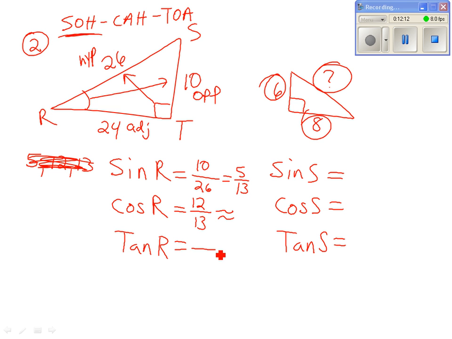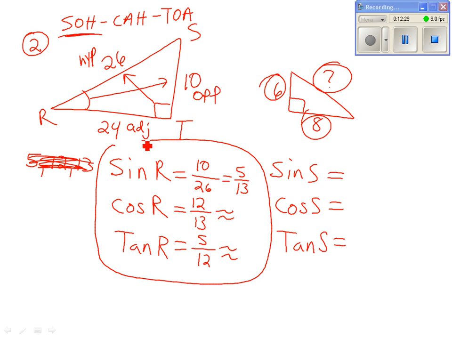Tangent. Right, tangent deals with opposite over adjacent, so 10 over 24, which reduces to 5 over 12, and again, you can change that to a decimal on your own. So that's part of your answer, once you get the decimal forms there.